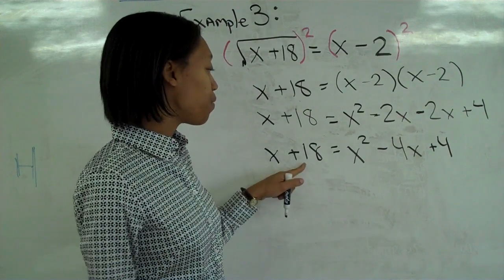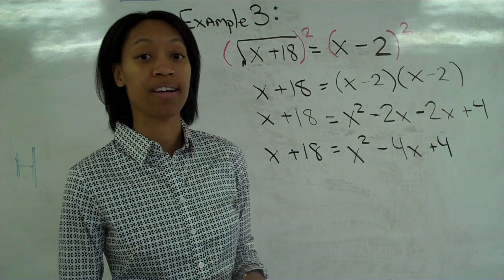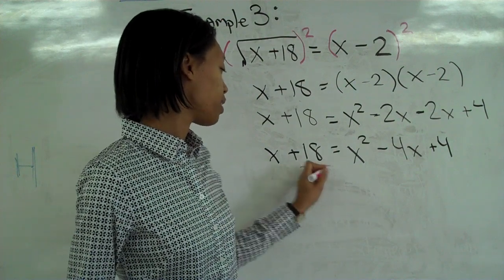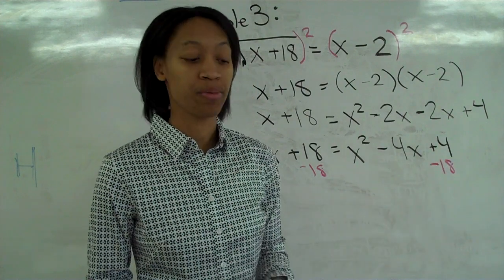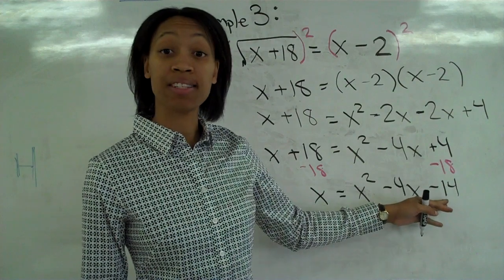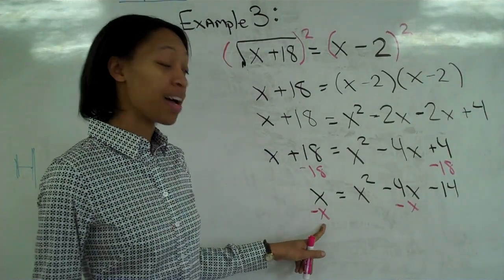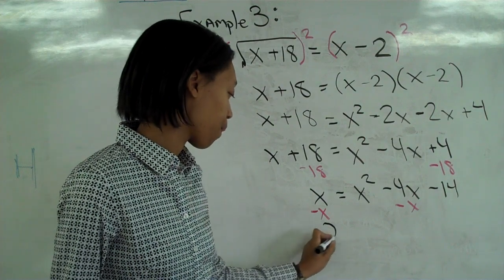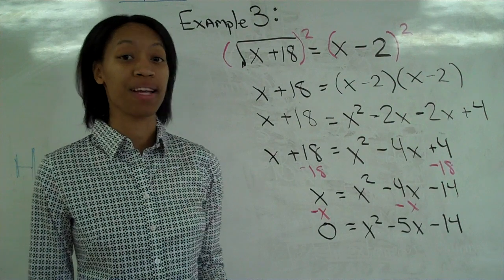So let's move the 18 to the other side and the x to the other side, one at a time. Why not take the 18 first? So minus 18. Combine it with the 4 since those are like terms. 4 minus 18 gives us negative 14. Now subtracting the x to the other side will leave us with a 0 on this side.